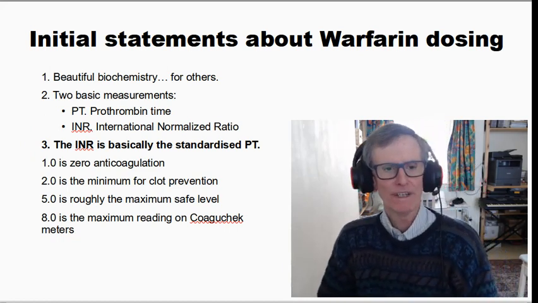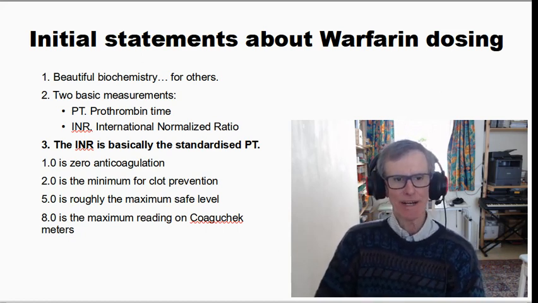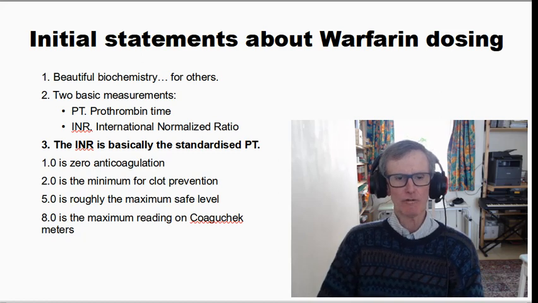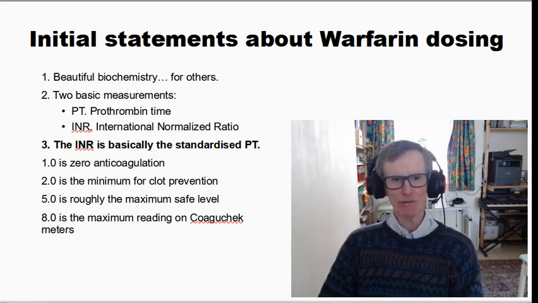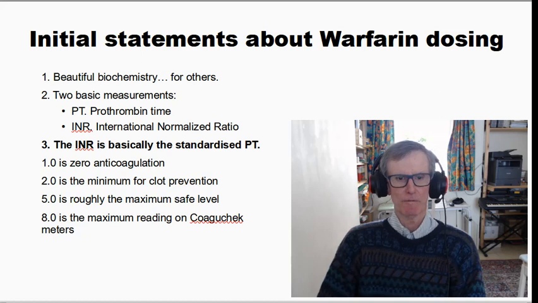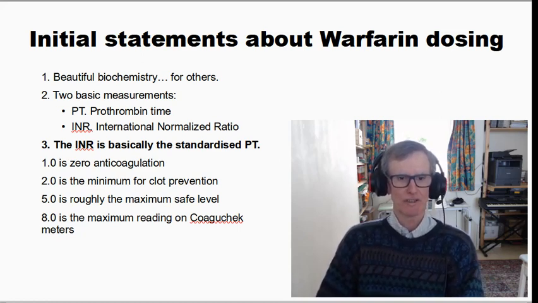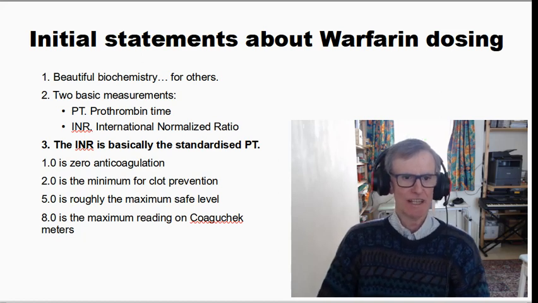Firstly, warfarin is used as an anticoagulant, and the anticoagulation system is incredibly complicated and incredibly beautiful. But I won't be talking about it. Other videos have done an excellent job at explaining that beauty. I'm going to be taking a much more laid-back approach. Here we have a problem. It's what's known as the black box approach. And I'll be sharing with you some of the details that a self-doser can know.